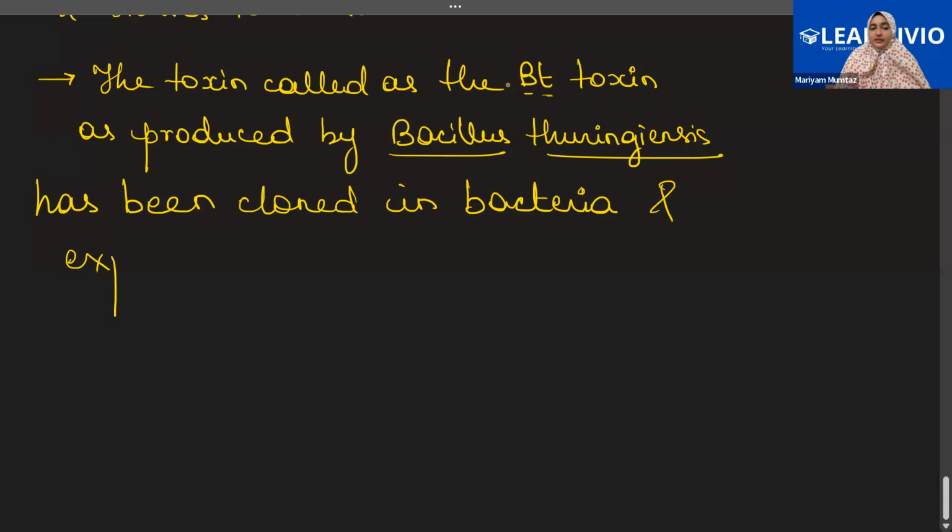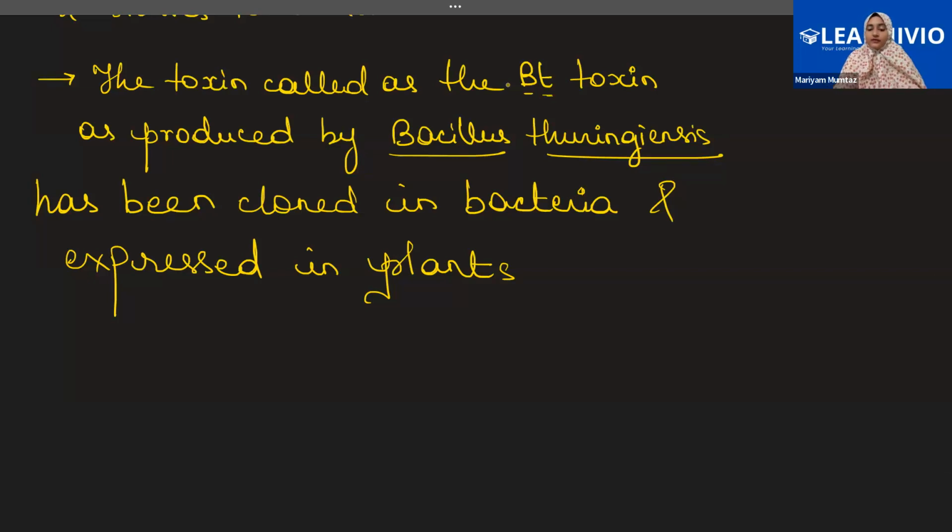Clear? Now this toxin has been cloned from the bacteria, and it has been expressed in the plants. And expressed meaning we are doing the whole entire RDT, that is recombinant DNA technology. We are extracting the gene of interest, that is the Bt toxin gene. Now we are expressing it in the plants. We want the plants to have this gene incorporated so that they won't have to rely on chemical insecticides of that sort. Not fertilizers, but insecticides.